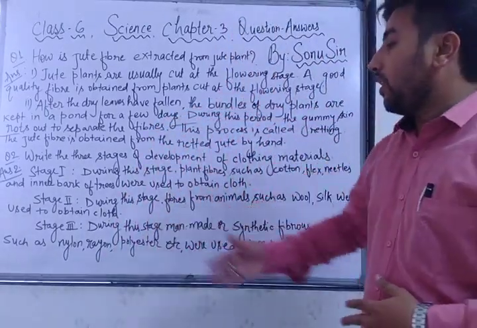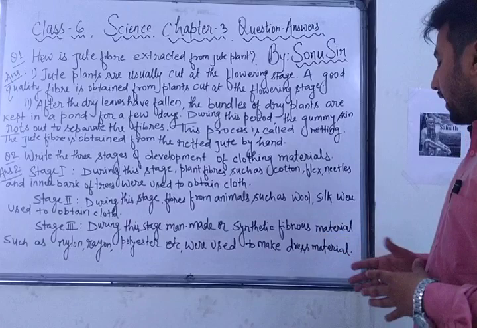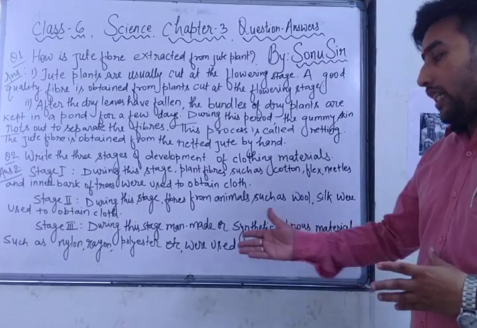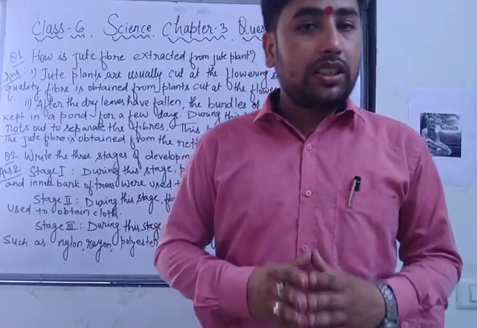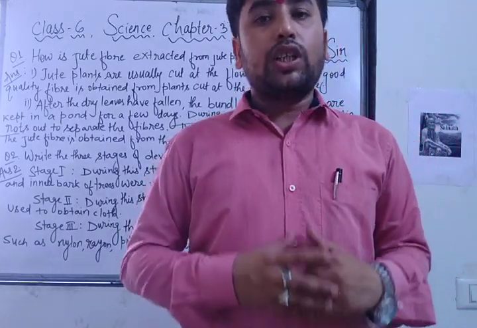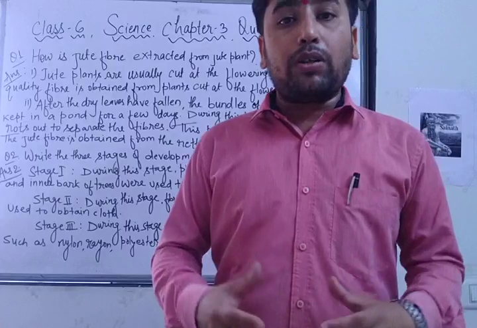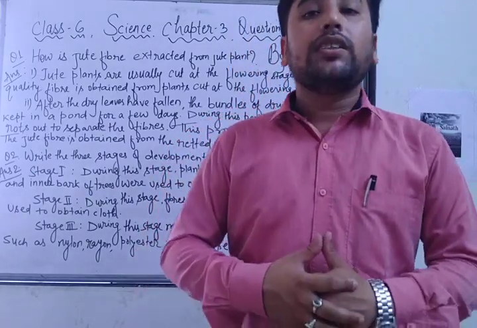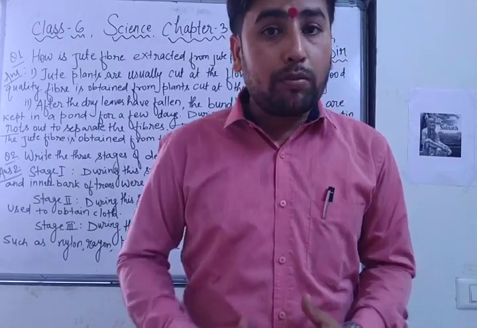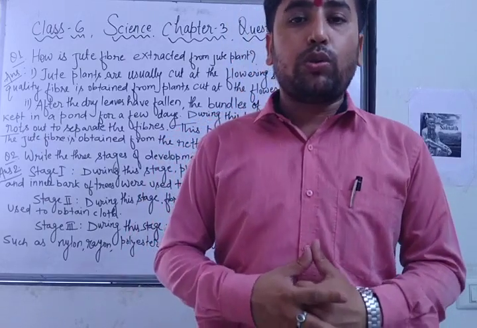Now the third stage. During this stage, man-made or synthetic fiber materials such as rayon, nylon, polyester, etc. were used to make dress material. That means in this 21st century you will see not only cotton, but nowadays we are also using synthetic fibers. You may have seen rayon, nylon, polyester and many more synthetic materials used to make dresses.